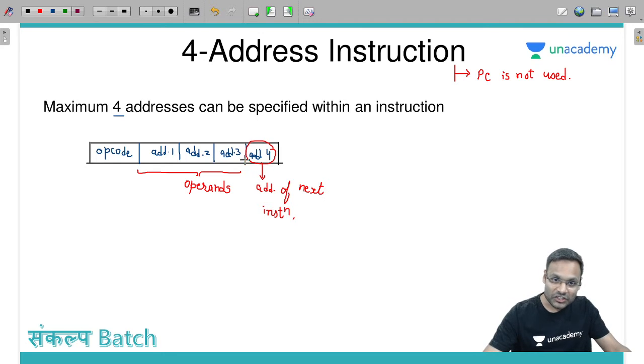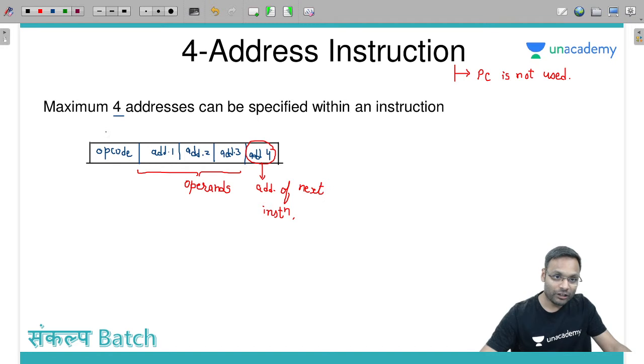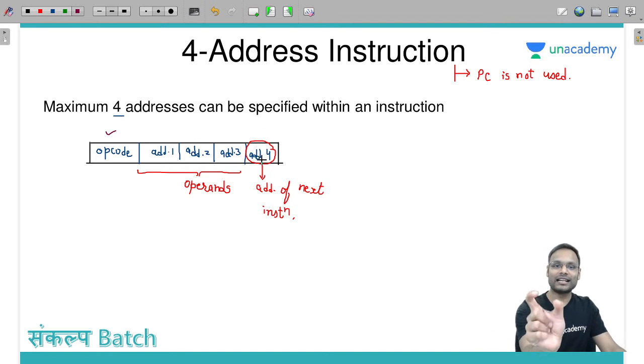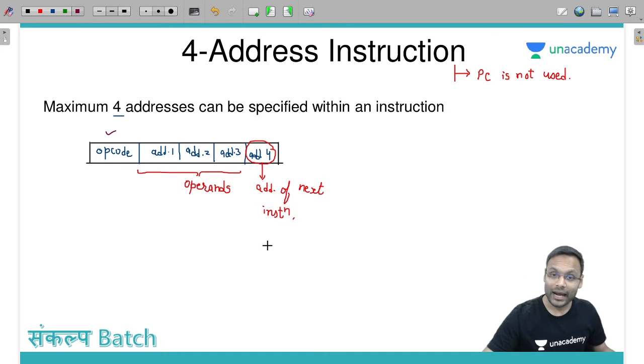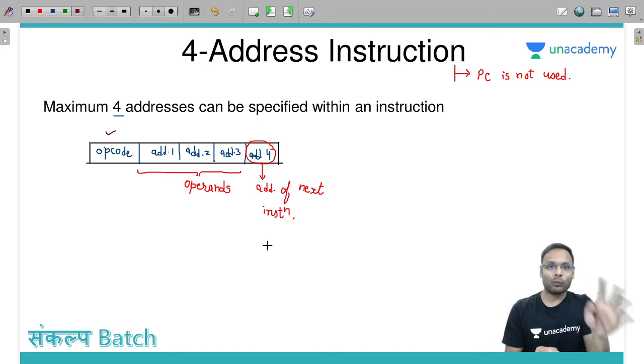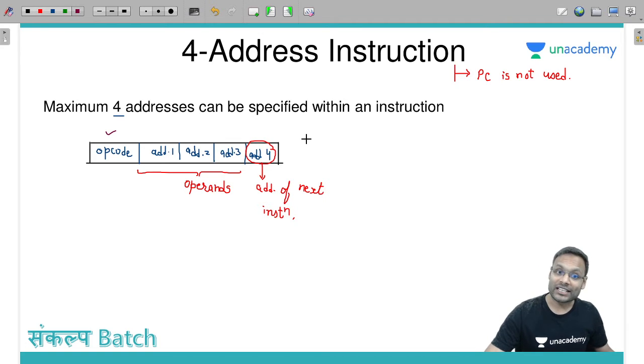The full instruction is fetched, instruction execution will be done using opcode and 3 operands, and after execution this address will be taken to fetch the next instruction. Very simple, right? Understood that? Okay, so this is one of the formats used in 4 address type instructions. The first 3 addresses denote the 3 different operands, and the last address denotes the next instruction's address.